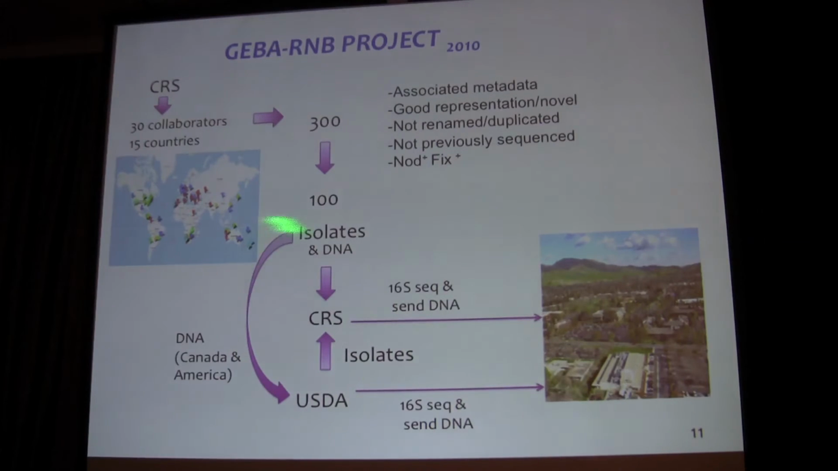For isolates which came from Canada and America, I liaised with Peter van Berkum at the USDA because I felt it was a little bit silly to send the isolates all the way from America to Australia and then back again. So he controlled all of those which were from Canada and America, and he did the 16S sequence reads for those and then sent the DNA through to JGI.